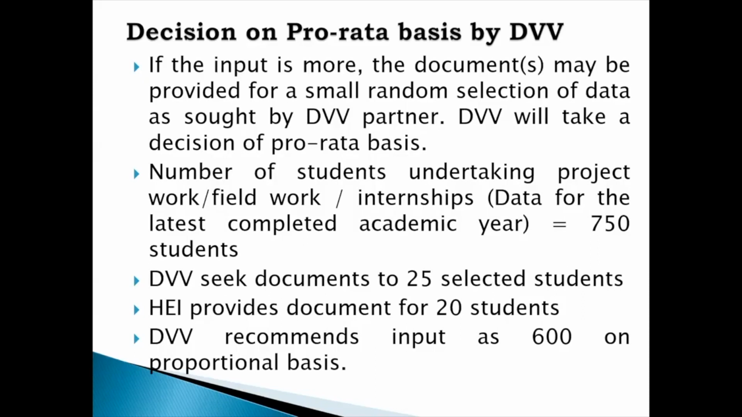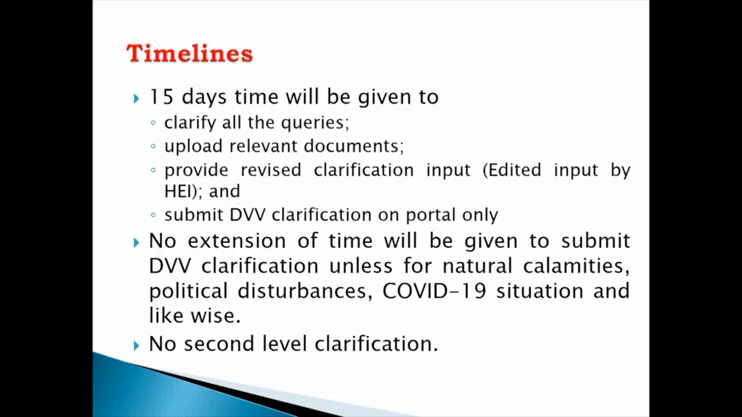So what they will do is ask for the random certificates of any 25 students for different years. The institution has to give the documents for all the 25. But by chance, if you are able to provide documents for only 20, because 5 were missing, on the pro rata basis the input will be 600 rather than 750, because you have not given the remaining 5 documents. So this is the meaning of pro rata basis by the DVV.